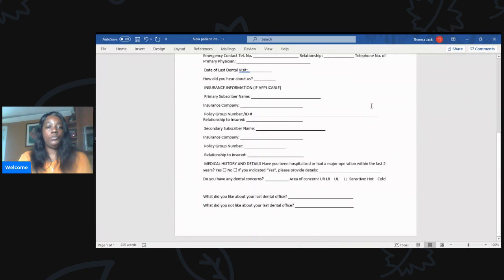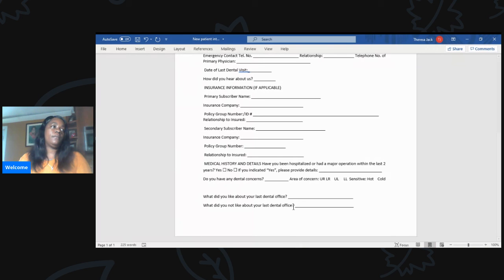So this is the new patient intake form, and these are things you should have on it. I've been working in the dental field for about 28 years, and I find these last two questions very helpful when it comes to building relationships with patients. The first thing is, what did you like about your dental office, and what did you not like about your dental office?